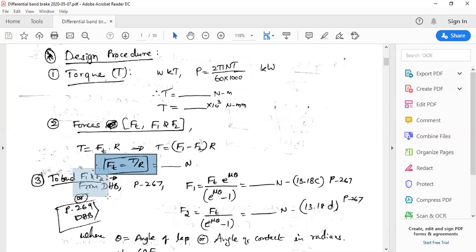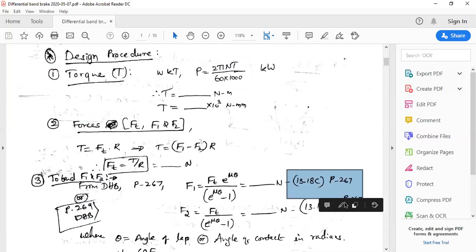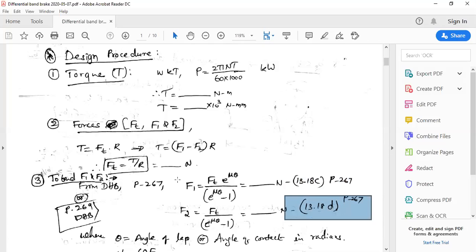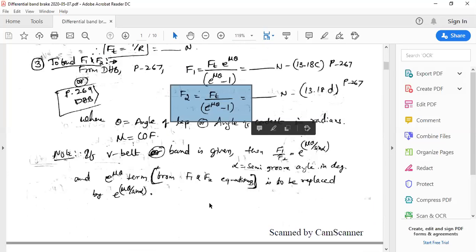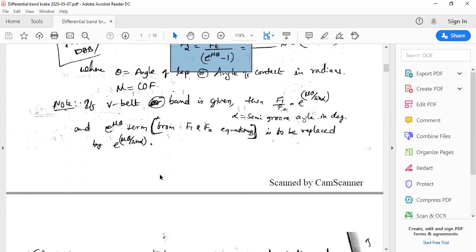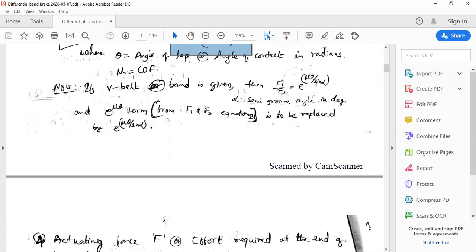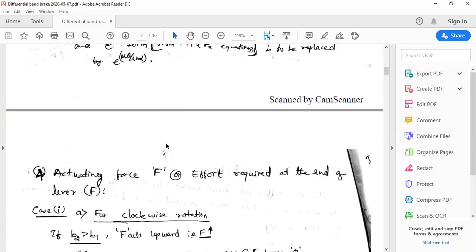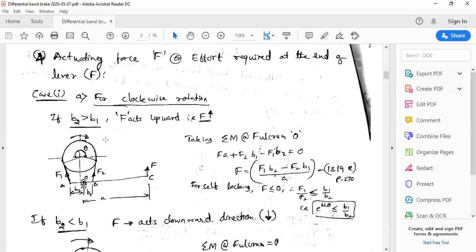And then F1, F2 are to be calculated using page number 269 of the data handbook, by using the respective equations 13.18C and 13.18D, which we have discussed in the previous session. F1 is like this and F2 is this equation. So here you will get the tight side tension as well as the slack side tension. And if a V-grooved pulley is given, in that case you have to replace mu by mu by sin alpha.